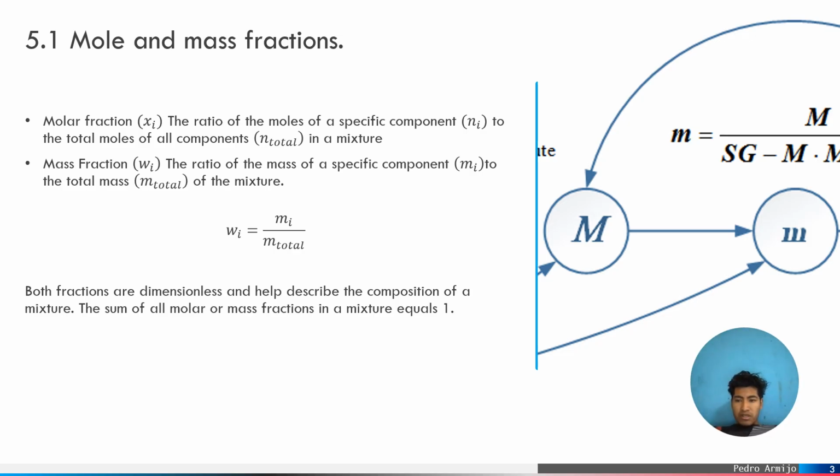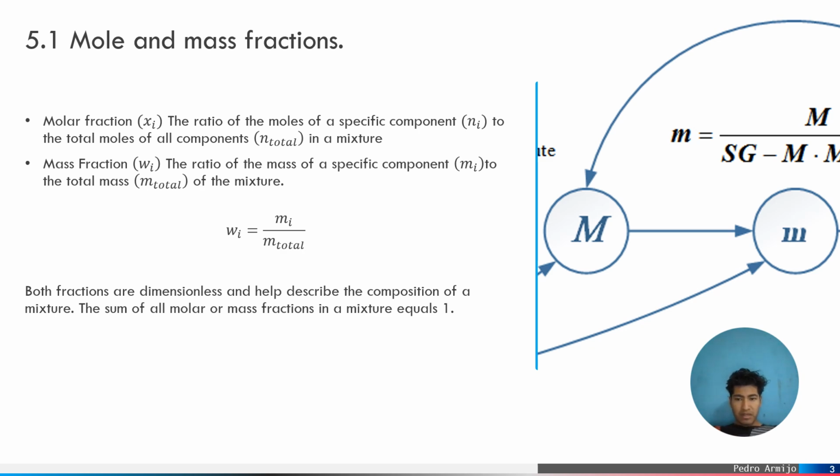Let's start with how the composition of a mixture is described. The mole fraction represents the proportion of moles of each component with respect to the total. Similarly, mass fraction tells us what fraction of the total mass corresponds to each component. In both cases, the sum is always equal to 1.